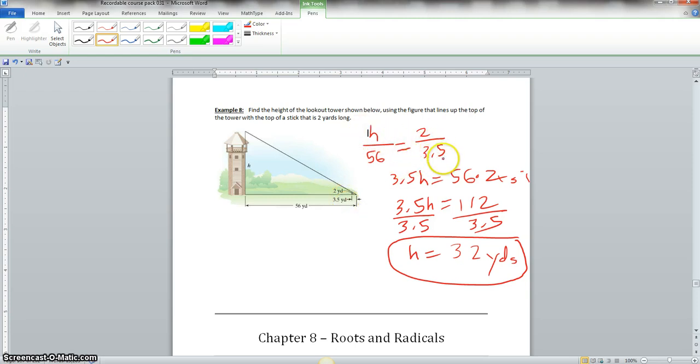So we cross multiply. H times 3.5 is 3.5h. 56 times 2 is 112, and we'll bring down our 3.5h. We divide each side by 3.5, and h is equal to 32 yards. Now I don't know what these values are here, but I'll scratch them out. But remember, it was 56 times 2, which is 112. And when you simplify this out, h is equal to 32 yards. And that is the final answer.